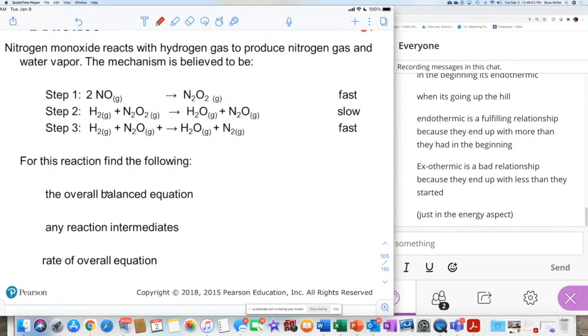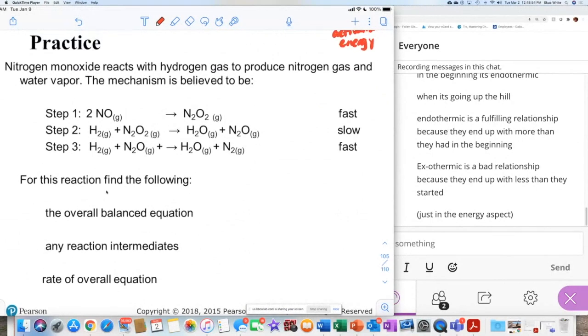Interesting. So now we're looking at this one here, practice. We're getting close to the end. Nitrogen monoxide. Okay, so here we're looking at elementary steps. These are the mechanism, and we're told we have fast, fast, slow. For the reaction, find the overall balanced equation, any reaction intermediates, and the rate of the overall equation.